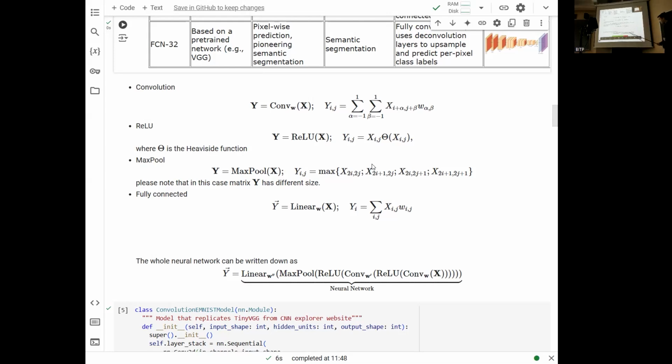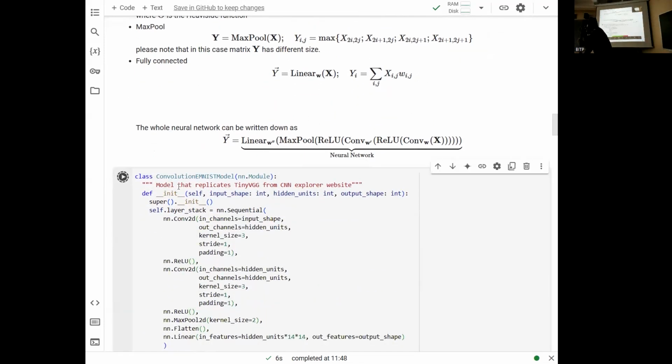I will make a convolution. I will make ReLU, one more convolution, one more ReLU, max pooling, and linear. And at the end of the day, I will get vector y that will describe the probabilities of having different numbers or symbols in there.